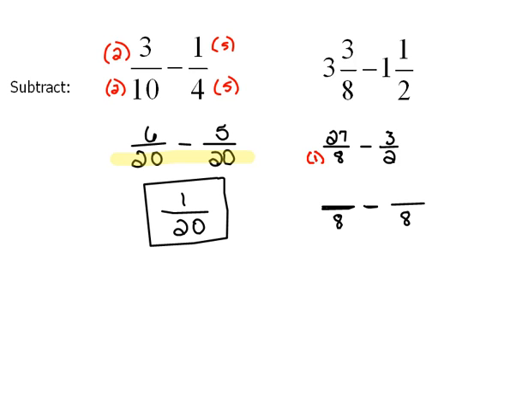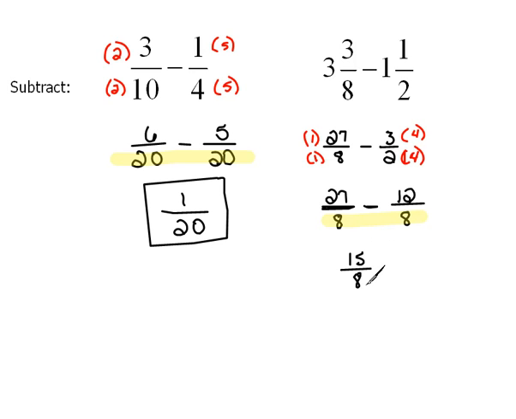8 times 1 is 8, so 27 times 1 would be 27. This was already over the right denominator, so we really didn't have to change it. Here, 2 times 4 would be 8, so 3 times 4, doing the same thing to the top, would be 12. Now we have those common denominators, and we can go ahead and just work with the numerators. 27 minus 12 would be 15, and keep that denominator of 8.